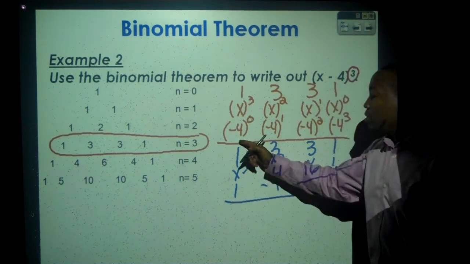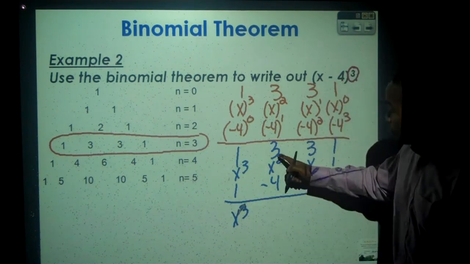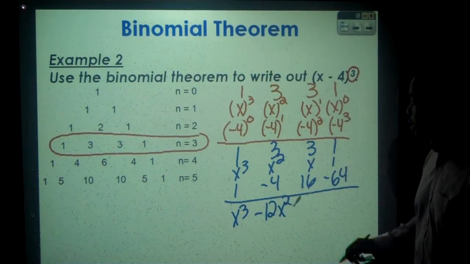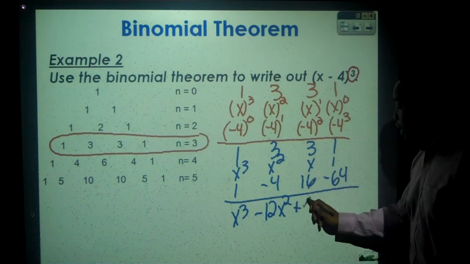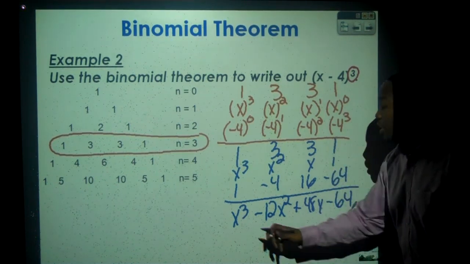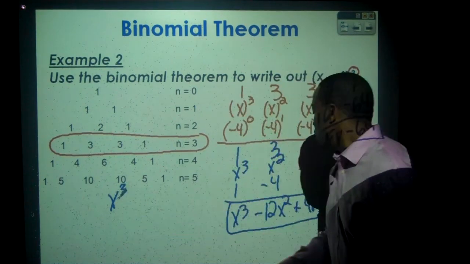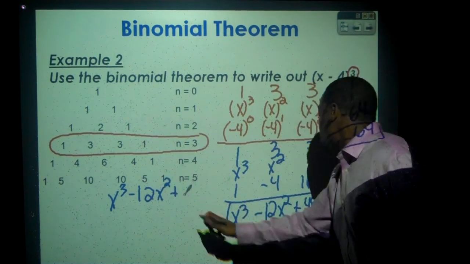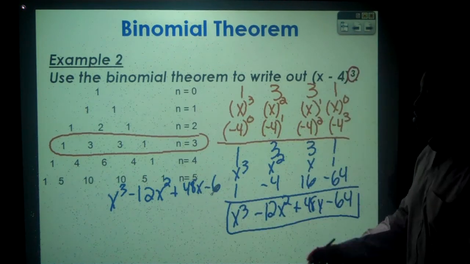Now we multiply it down, we get x to the third. 1 times 1 just gives me 1. 3 times negative 4 gives me negative 12, and I bring my x squared down, right? 3 times 16 is positive. This will give me a 48. Bring my x down, and this gives me a negative 64. Now this is my answer right here. So my answer is x to the third minus 12x squared plus 48x minus 64. And now this is my answer.